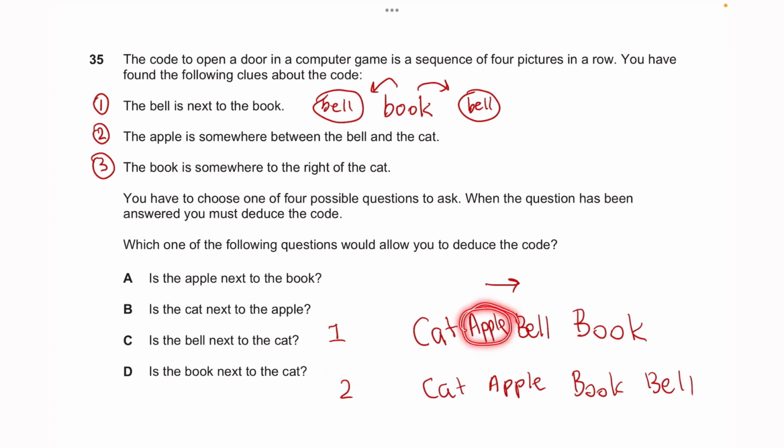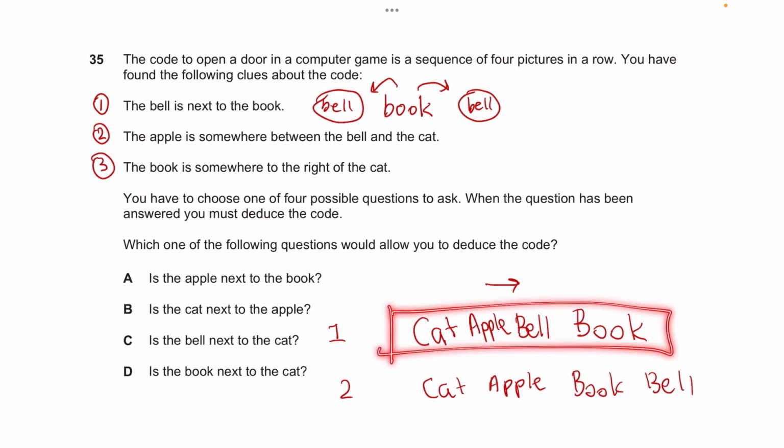Because if we find out where the apple is, if it's directly next to the book, that means the bell would be on this side. But if it's not, that means the most possible option would be here. Because if that's a no to this question, then the bell would be on the left-hand side of the book rather than the right. So A is our answer, but let's have a look at the next one.